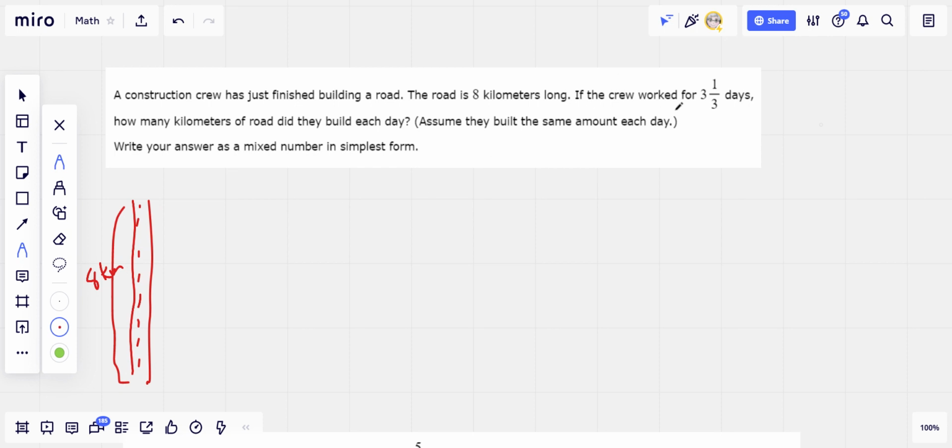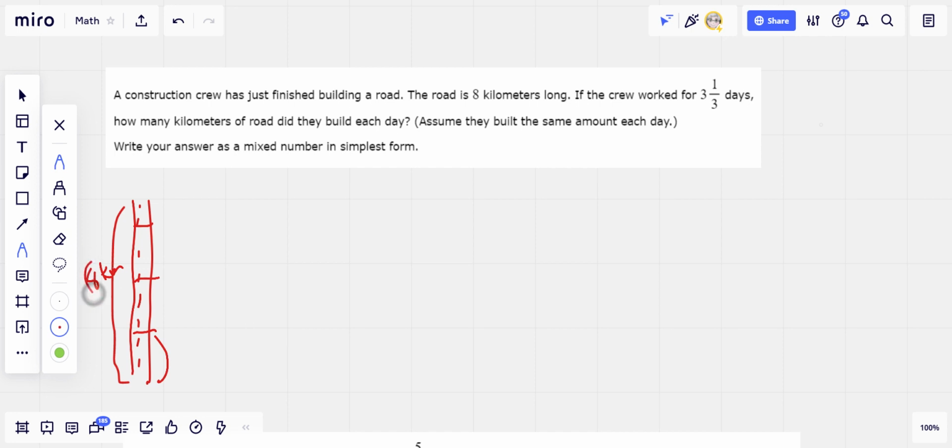Okay. If the crew worked for 3 1/3 days, so that's a little more than 3 days is what it took to build that, how many kilometers of the road did they build each day? Oh, so they must have built some section day 1, some section day 2, some section day 3, and then there was a third of the day that they built another bit of the section. And what this is asking is how much did they build in a day? So how much did they build each day?